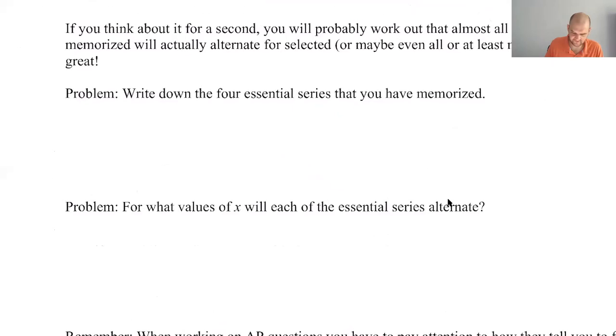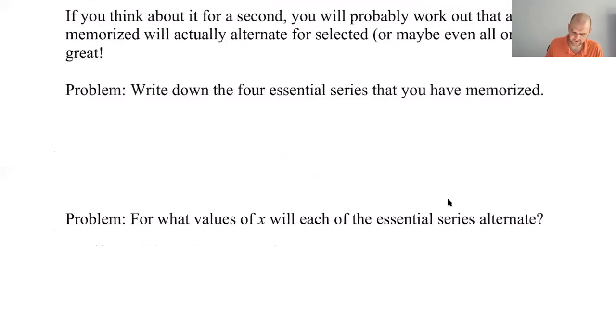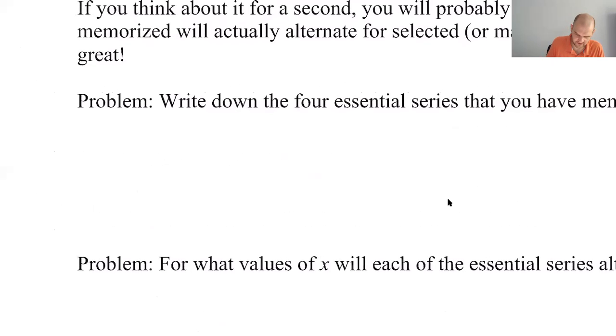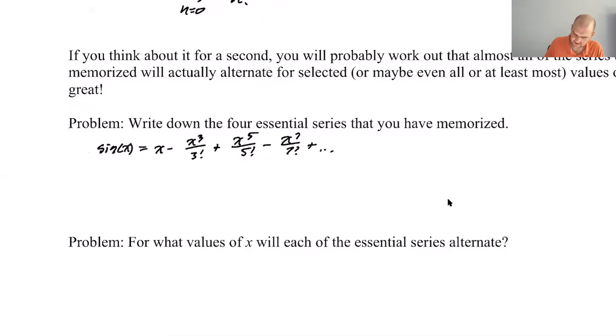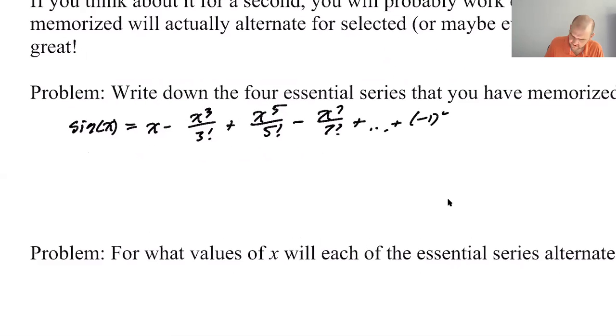All right, let's see. We have to write down the 4 essential series that we have memorized. I always start with sine. Sine of x is x minus x cubed over 3 factorial plus x to the 5th over 5 factorial minus x to the 7th over 7 factorial plus dot dot dot. I guess plus negative 1 to the n, x to the 2n plus 1 over the quantity 2n plus 1 factorial. You have to memorize these. Got to have them available all the time.